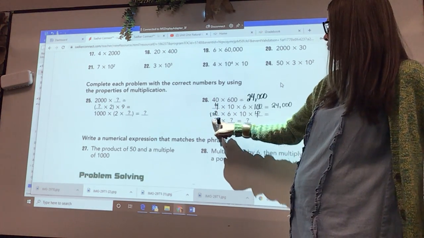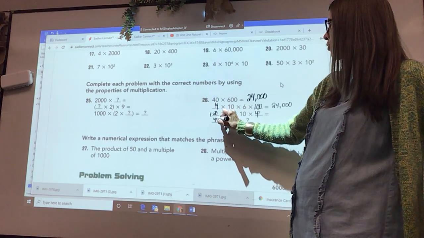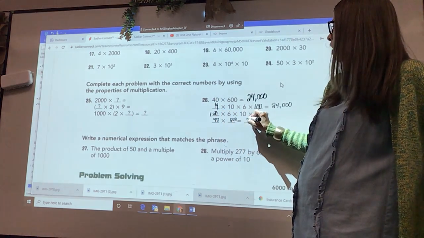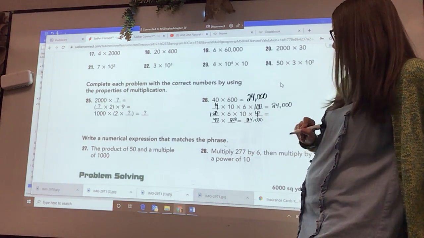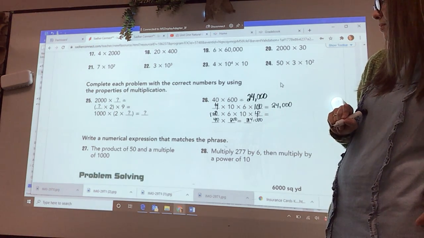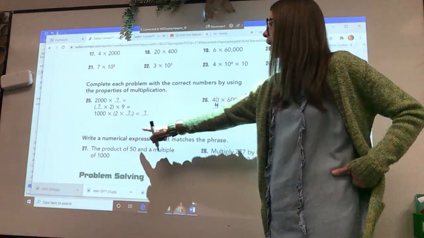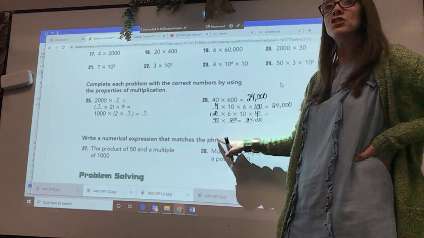I'm not sure what they want here. 40. I guess 40 times 600. Okay, it's just wanting you to know how to break it apart. Okay? That's pretty easy. Or you could do 600 times 40. Okay, it says write a numerical expression that matches this phrase.